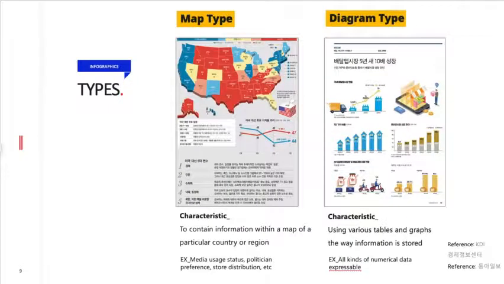First, there are map and chart types. Map types contain information with the maps of certain countries or regions and are used for media use, politicians' preference, and the distribution of stories. Charts allow all kinds of numerical data to be presented in a way that contains information using various tables and graphs.